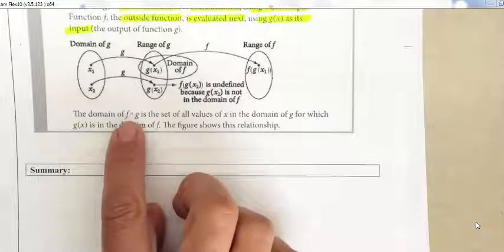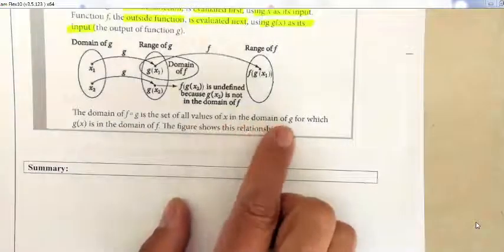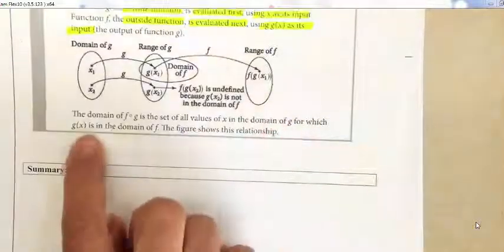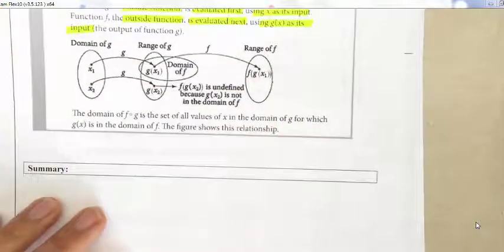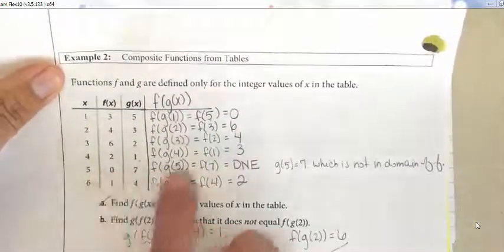And that's basically what the rest of this is saying. So the domain of f of g is the set of all values of x. It's got to be in the domain of g. And then that's got to be in the domain of f. So that example is shown to you right here with this one that I just went over.